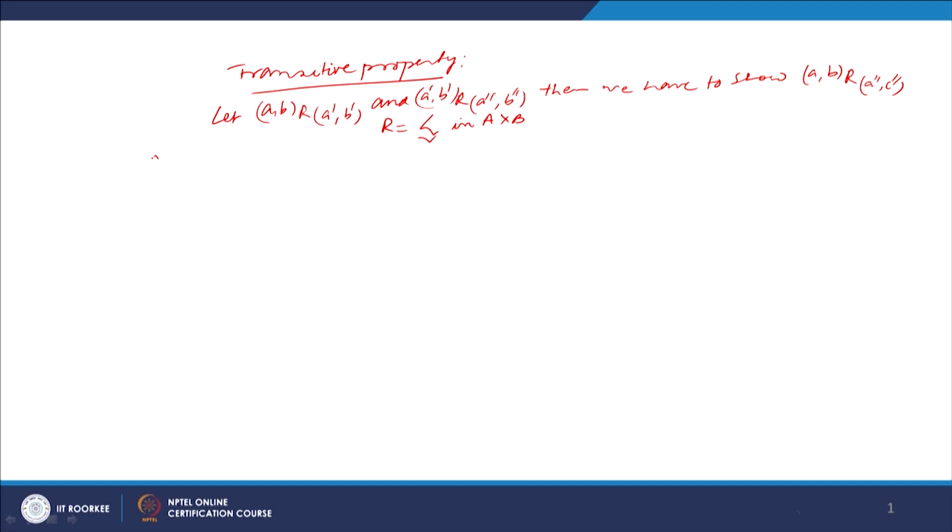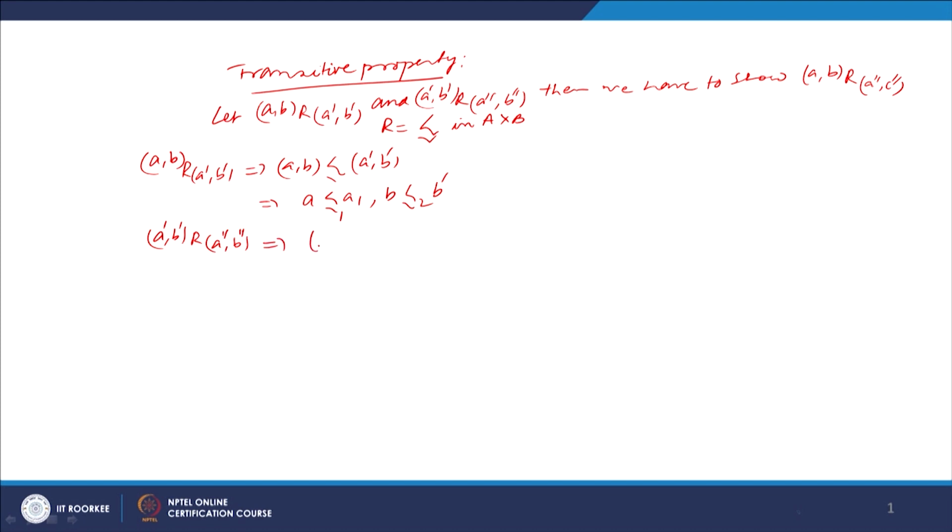Okay. So, (A, B) is related to (A', B') means (A, B) precedes (A', B'), which is nothing but A precedes A' in A, B precedes B' in B. And (A', B') precedes (A'', B''), but this means that A' precedes A'' and B' precedes B'', okay.